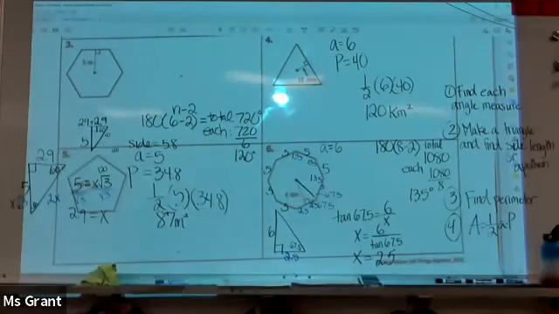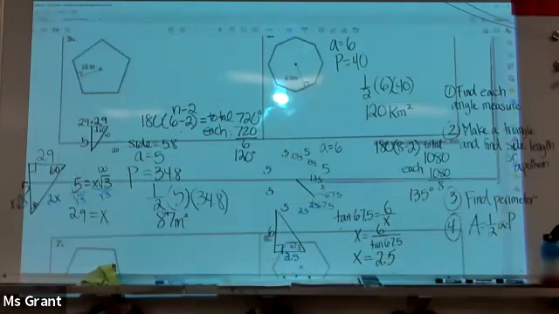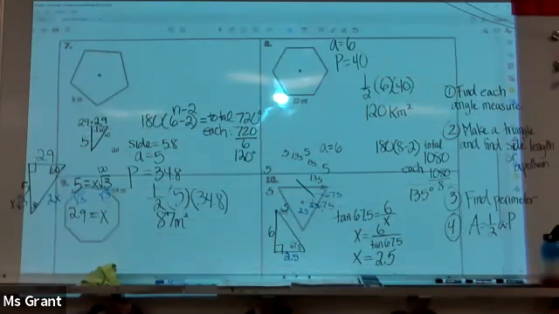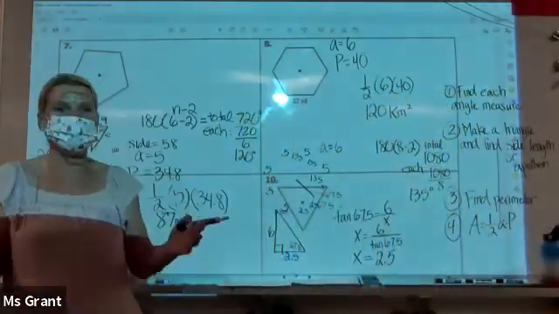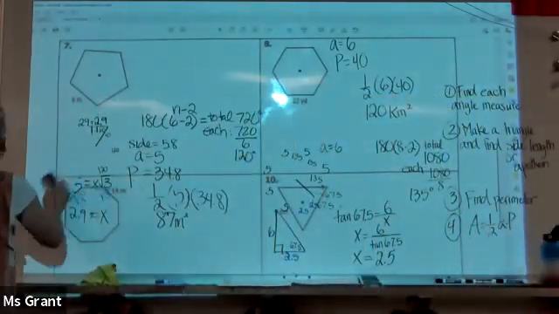I did 3, I did 6. Let me go down. This time, all I'm giving is a side length. I am not giving the apothem. I'm only doing 2 more examples in notes. I'm splitting this lesson up into 2 days because it's a lot.